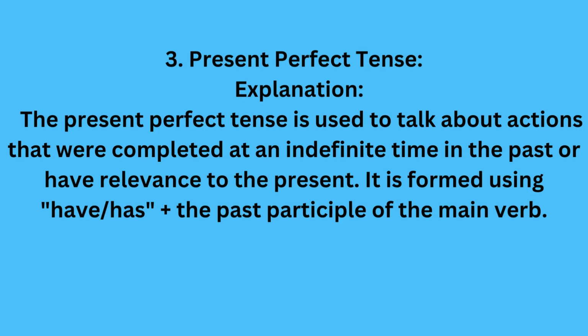Okay, let's move on. Reka dukomeze. Igihe cya gatatu cyitwa present perfect. Present perfect. The present perfect tense is used to talk about actions that were completed at an indefinite time in the past or have relevance to the present. It is formed by using have or has plus the past participle of the main verb.